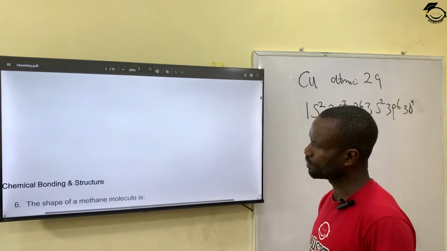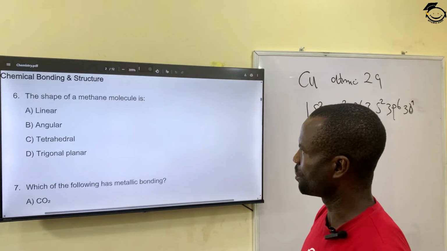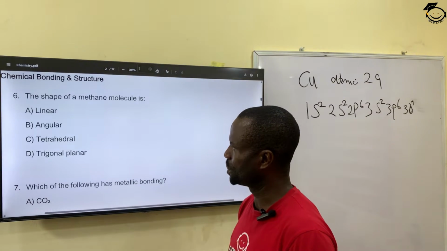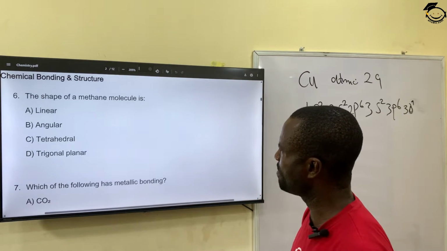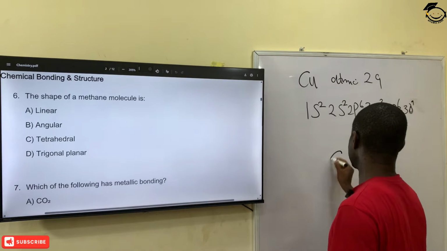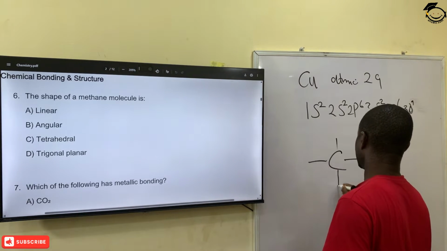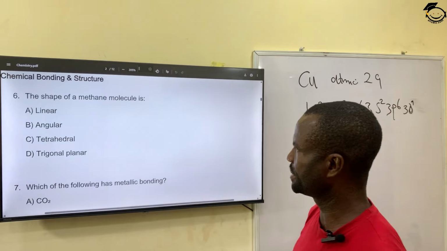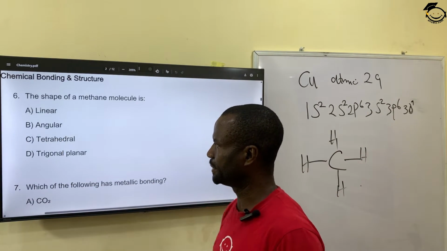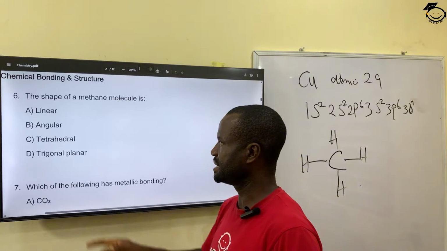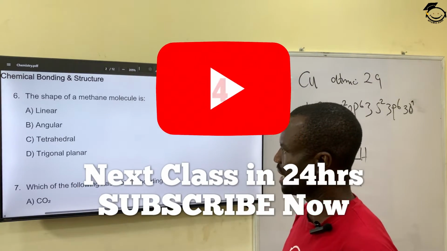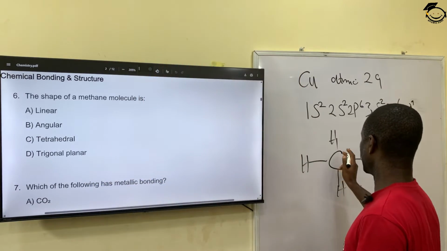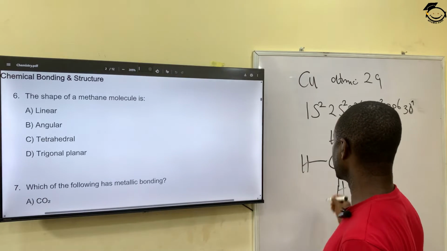Number 6. So we're looking at the topic chemical bonding and structure. Number 6 question says, the shape of a methane molecule. Methane is CH4, which is this, the structural formula of methane. The shape of a methane molecule is A, linear, B, angular, C, tetrahedral, D, trigonal planar. The correct answer is tetrahedral, as you can see.